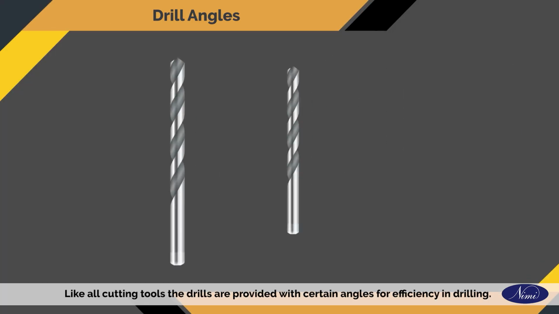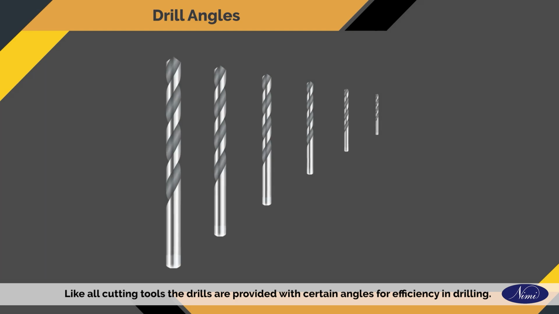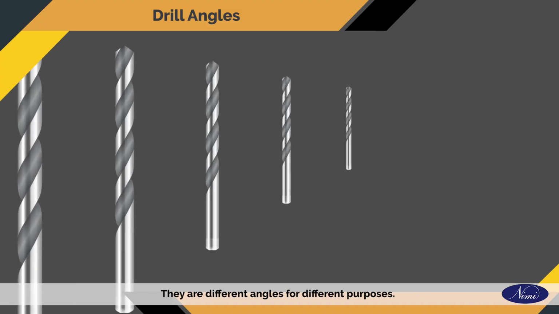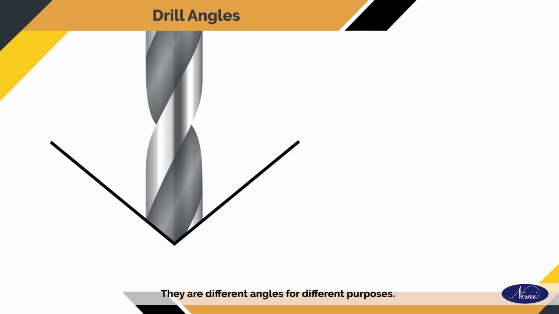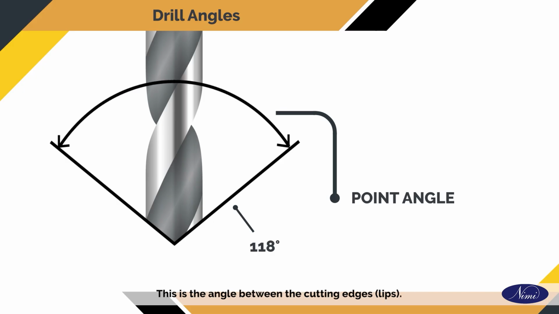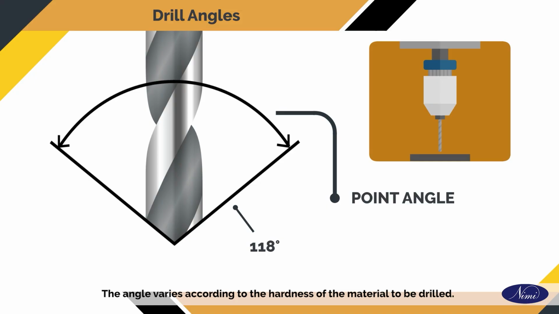Like all cutting tools, the drills are provided with certain angles for efficiency in drilling. There are different angles for different purposes. Point angle or cutting angle. The point angle of a general purpose standard drill is 118 degrees. This is the angle between the cutting edges, lips. The angle varies according to the hardness of the material to be drilled.